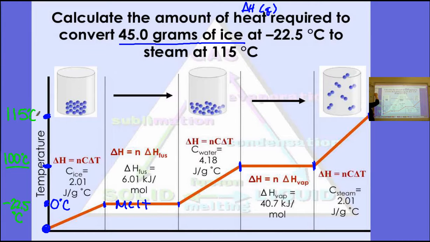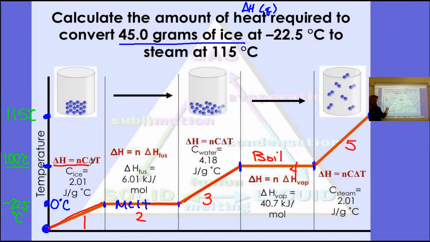So, as you can see, this problem has 5 distinct parts. I'm going to heat it up, I'm going to melt it, I have to heat it up again, then we have to boil it, and then we're going to heat it up again. So there's 1, 2, 3, 4, 5 distinct parts. We're going to break it down into 5 distinct parts, and then we can add all those heats up, all of the enthalpies, to get a total amount of heat. Start with the first part.